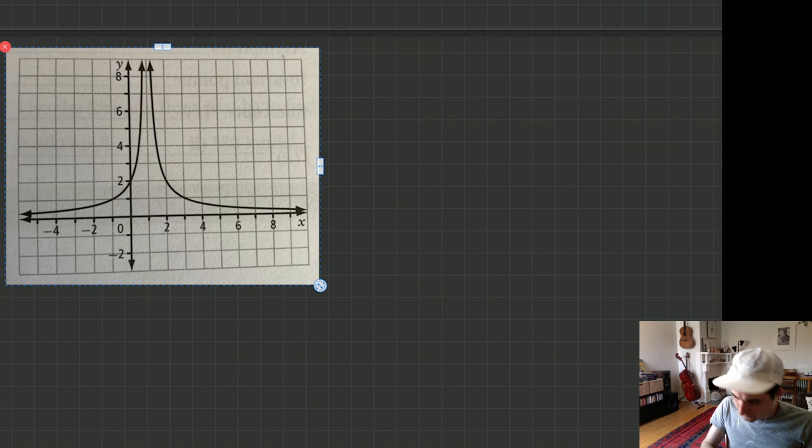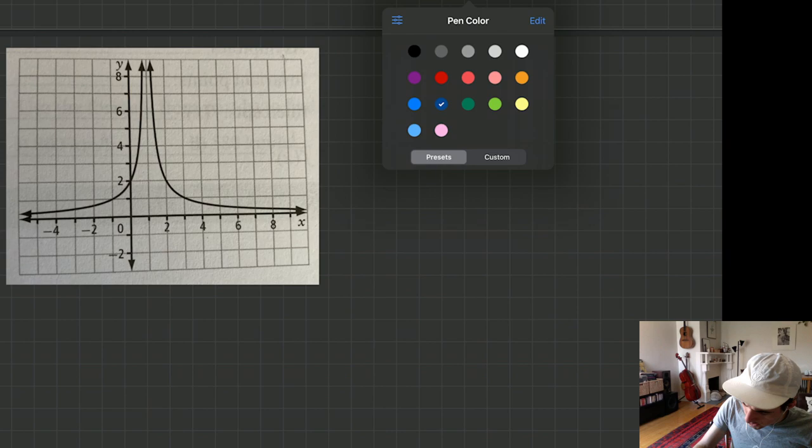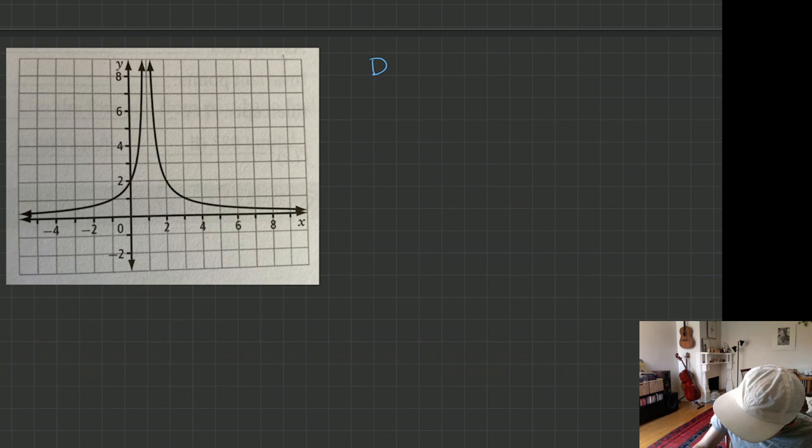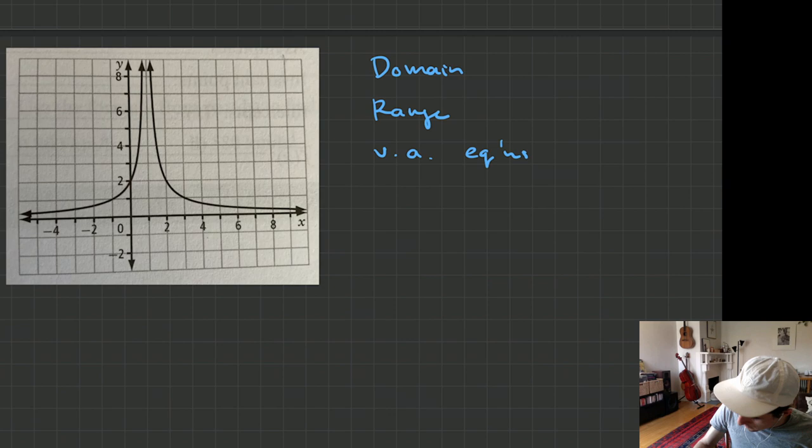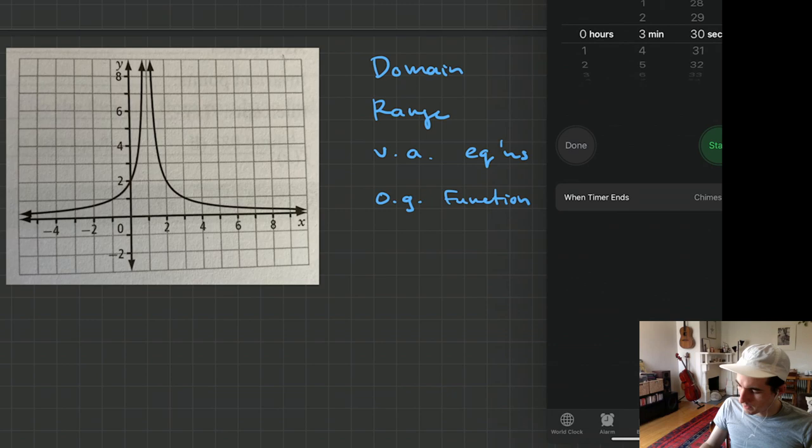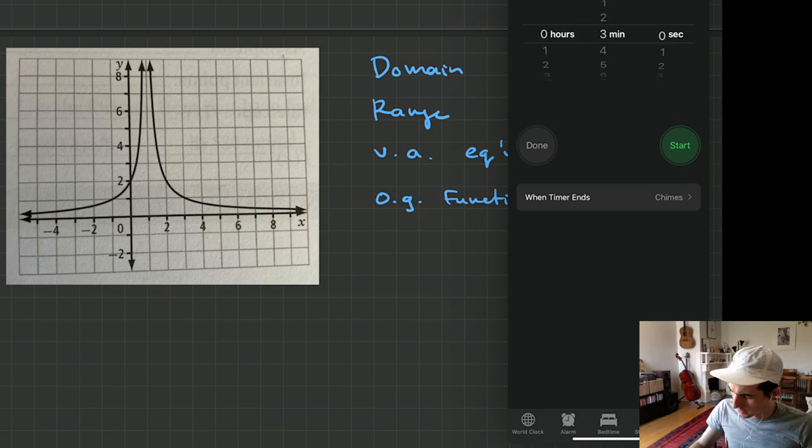All right, so same thing. I want us to do the domain, range. Here, let me get a different blue here. So I want domain, and that's too thin. Domain, range, vertical asymptote equations, and I want the original function. OG. Okay, again, this time I'm going to give you 3 minutes, so slightly less time than the last time. So 3 minutes starting now.